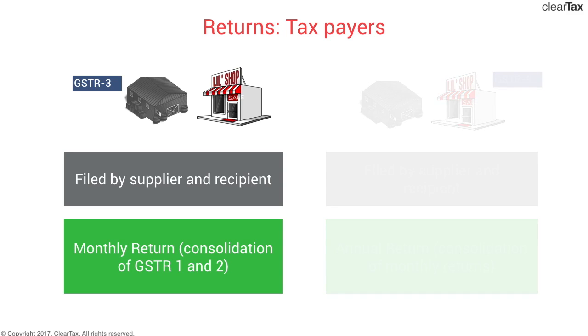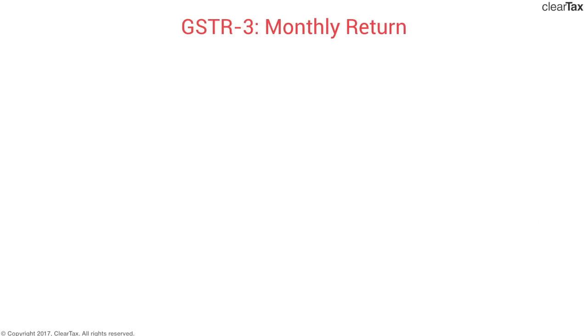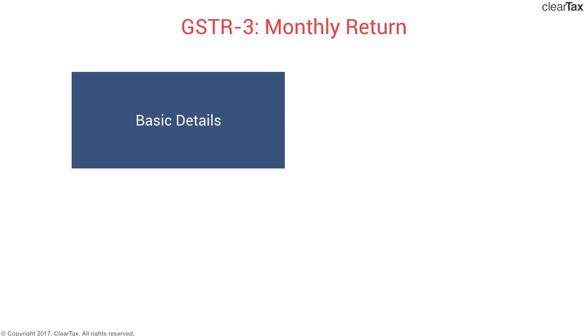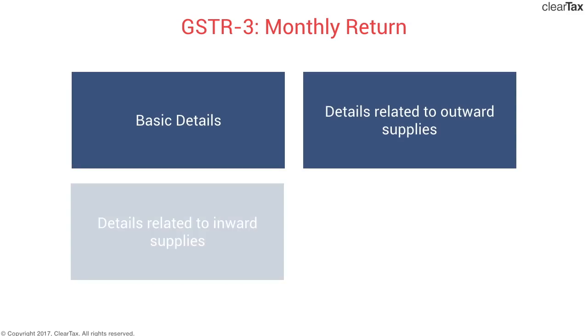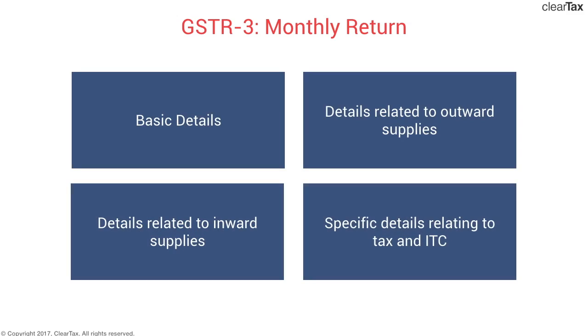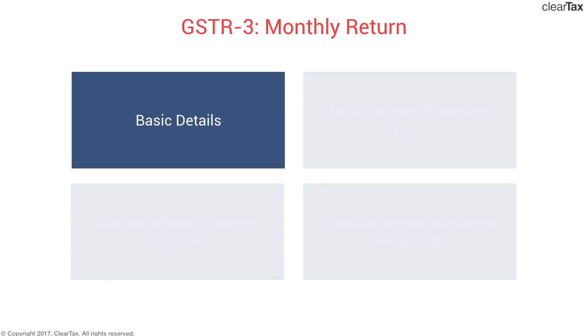As we've done with 1 and 2, we'll find out broad categories into which we can divide the details that these returns require. There are 4 for GSTR-3: basic details, details of inward supply, outward supply, and certain specific details related to taxes and input tax credit.